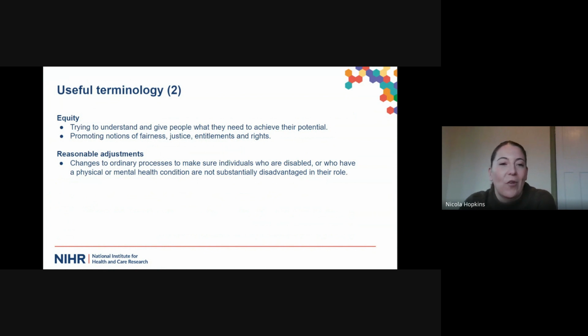And lastly, in terms of our terminology, we've got reasonable adjustments. So this might be a term that you're familiar with. You might have heard it in a workplace setting. But reasonable adjustments or access needs can really apply to any process or standard way of doing things. So we've put the definition here, which does come from the workplace context, which explains reasonable adjustments as being a change to an ordinary process, which makes sure individuals who are disabled or who have a physical or mental health condition are not substantially disadvantaged by those ordinary processes when it comes to their role.